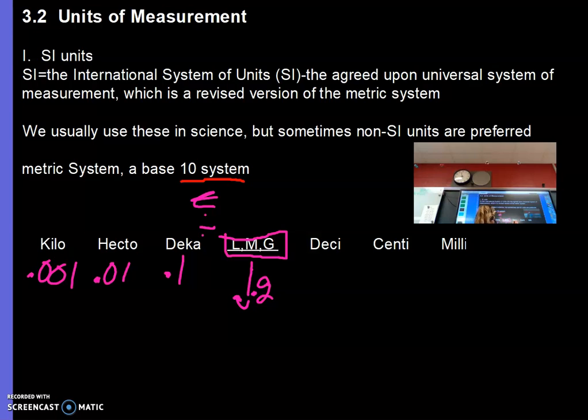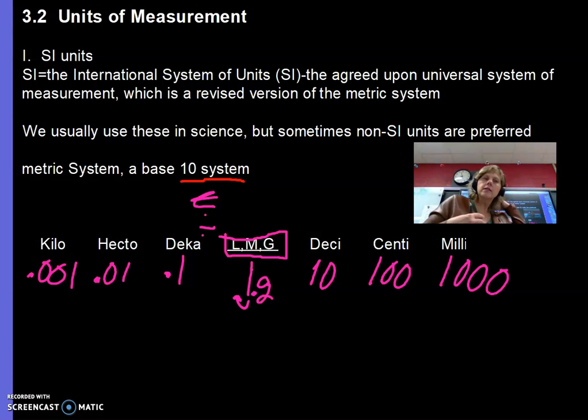So 1 gram becomes 10 decigrams, 100 centigrams, and 1,000 milligrams. Be careful, it's really easy to accidentally move that decimal the wrong way. But as you can see, this is pretty simple to work through, and this is exactly why we use the metric system instead of the English system.